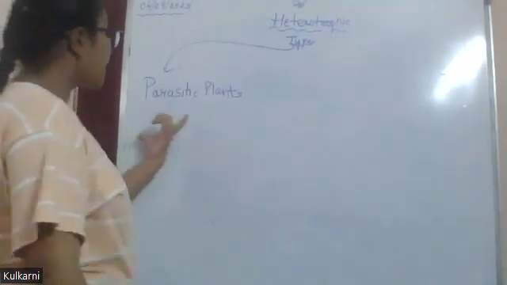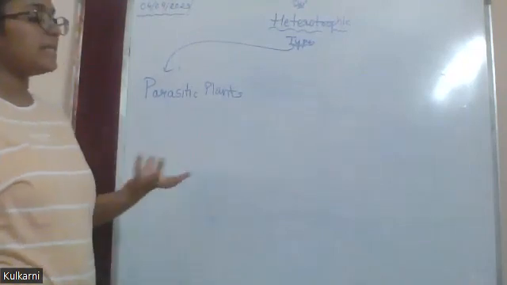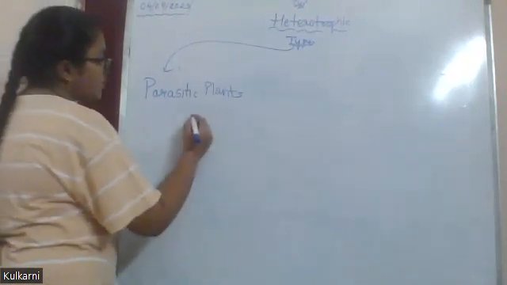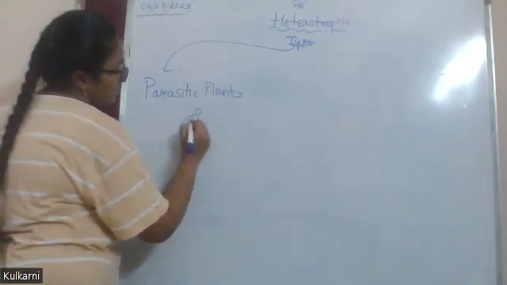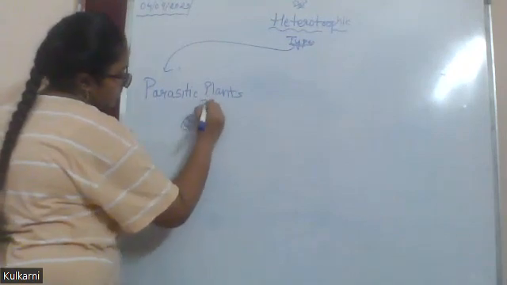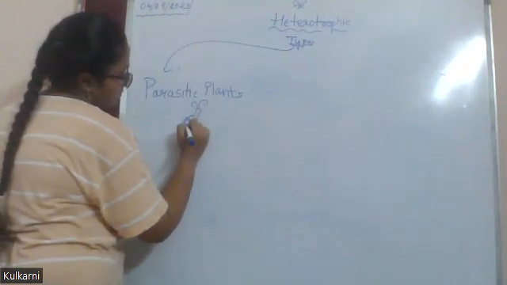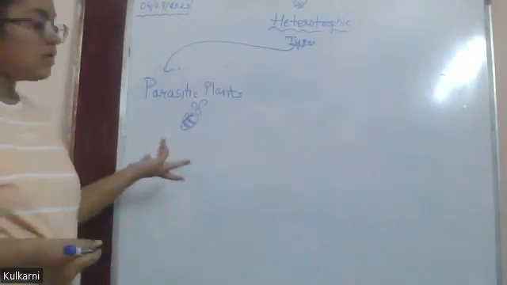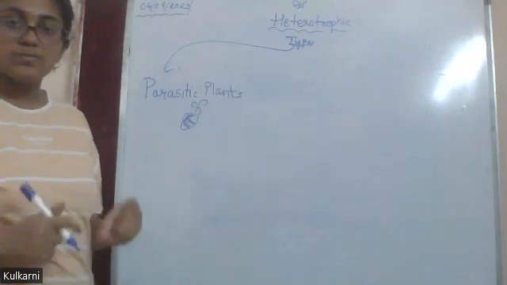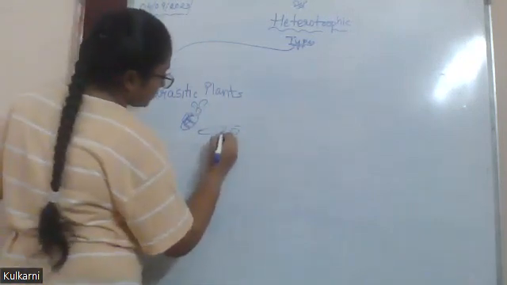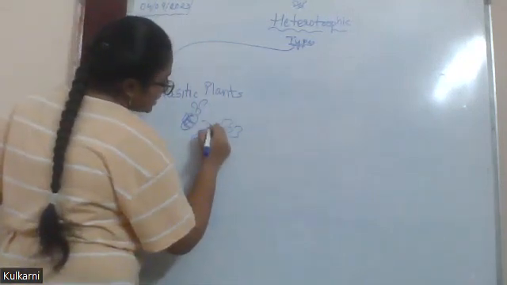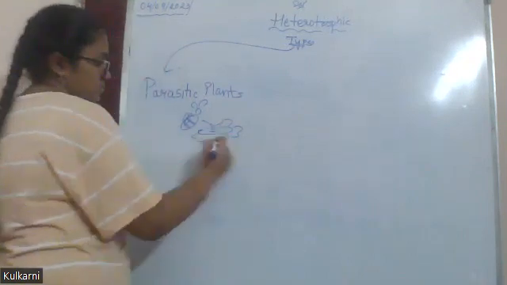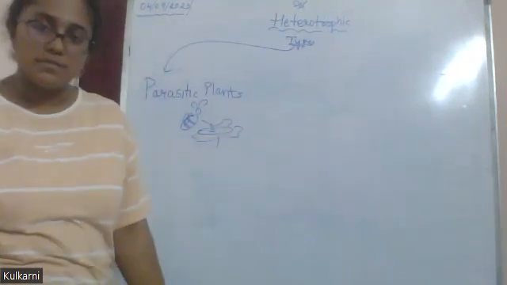Yeah. So, parasitic plants. Okay. So honeybees are quite common. Let's imagine a honeybee. Okay, let's assume it's a honeybee. So honeybees, what do they do? They go to a flower and they suck the nectar. Right? They suck the nectar of the flower.